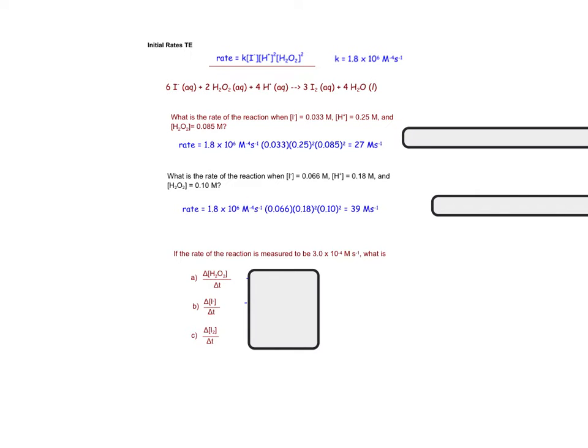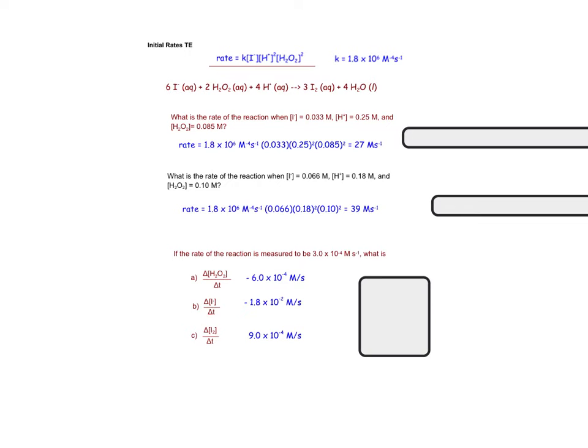For the problems at the bottom of the page, we're looking at the stoichiometry of the reaction. So if we know that the rate is 3 times 10 to the negative fourth molarity per second, then we can multiply it by 2 for hydrogen peroxide, by 6 for iodide, and by 3 for I2. And we note that we have negative signs for hydrogen peroxide and iodide because they're being used up. So let's take a look at the next problem.